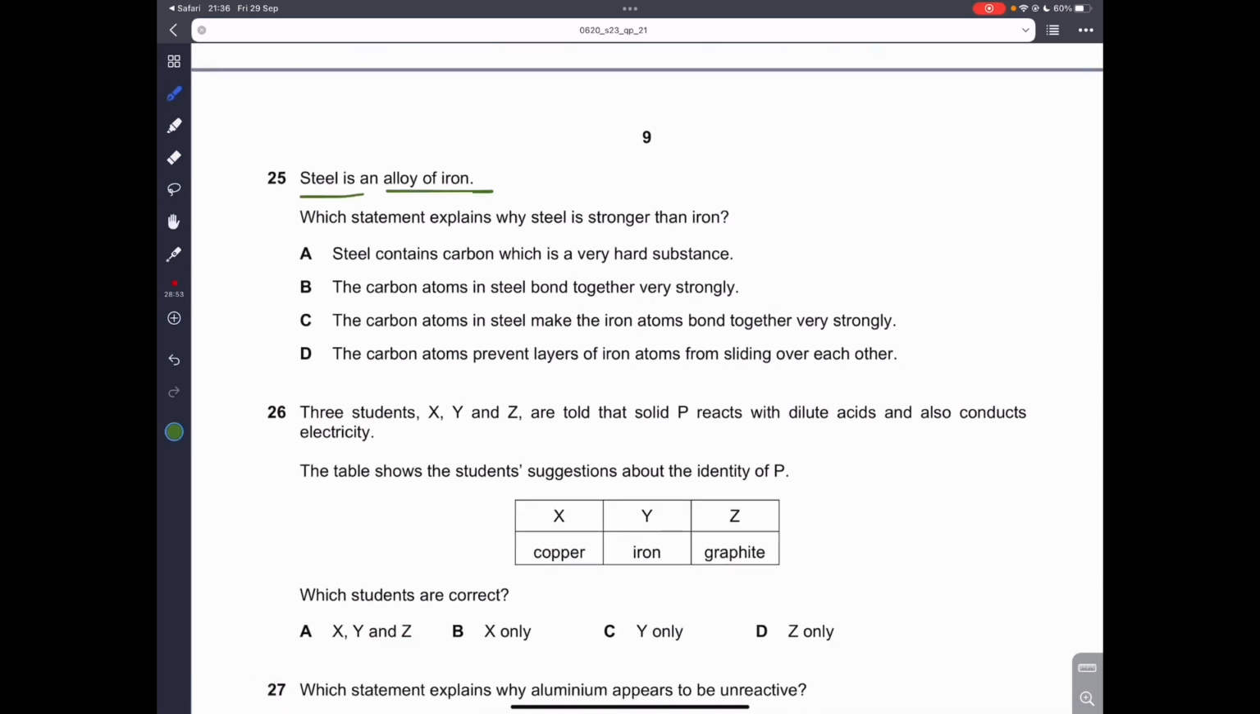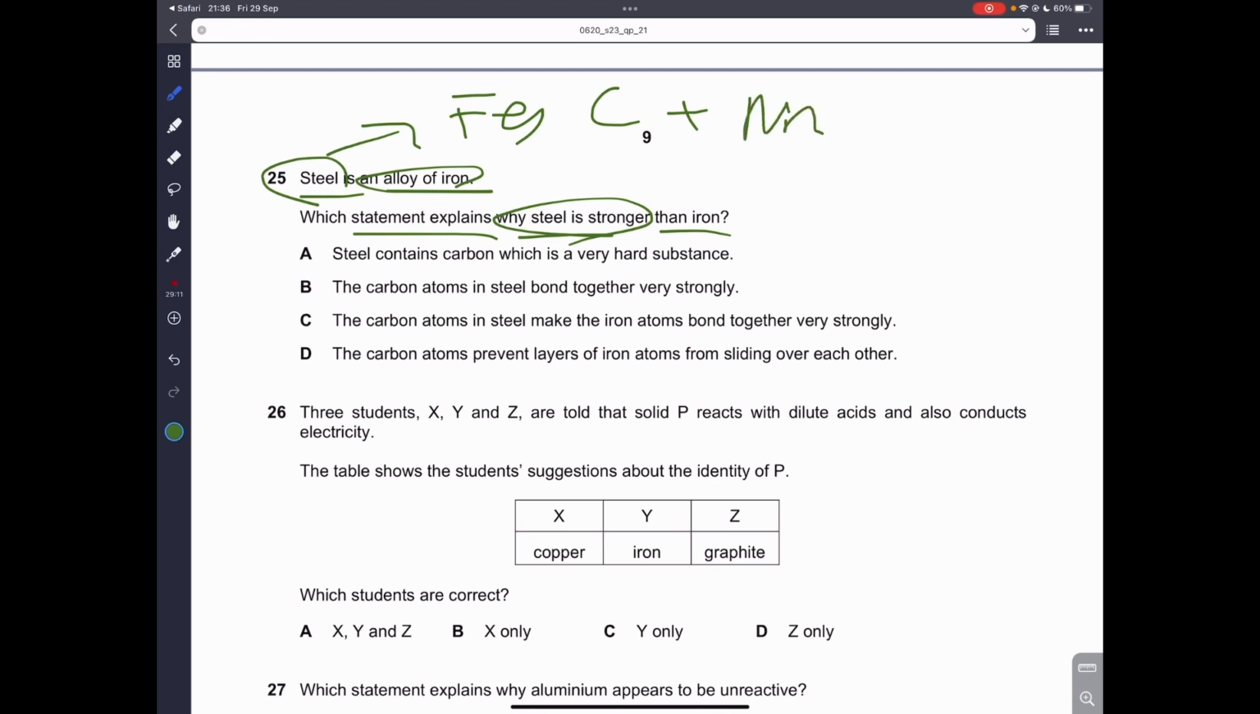Question 25. Steel is an alloy of iron. Which statement explains why steel is stronger than iron? Like I said, alloys are really made of more than 1 type of atom. So steel could be made out of iron, and it could be added with carbon atoms. It could be added with manganese atoms, right? To make it stronger.